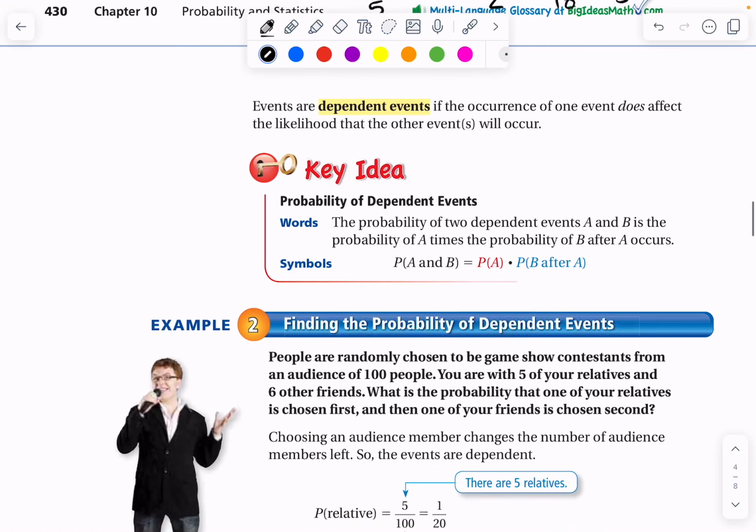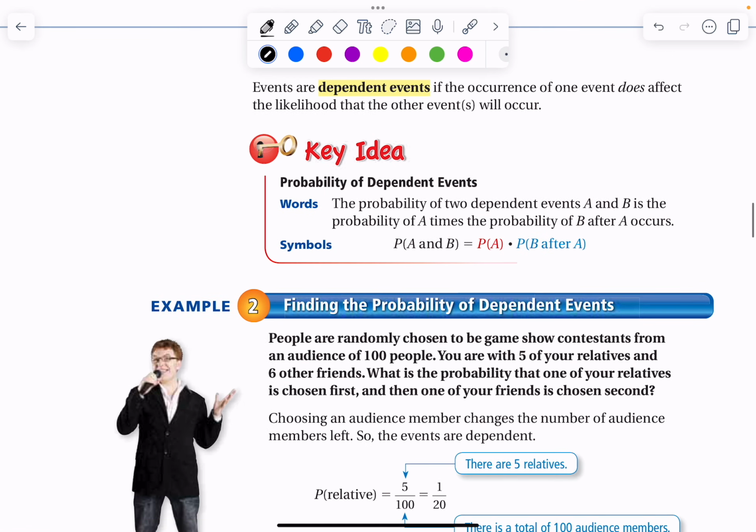When we talk about dependent events, if you think about depending on someone else, you're relying on them. This is when the occurrence of one event does affect the likelihood that the other events will occur. We're still going to be multiplying the probabilities, but there's just going to be a little catch there.